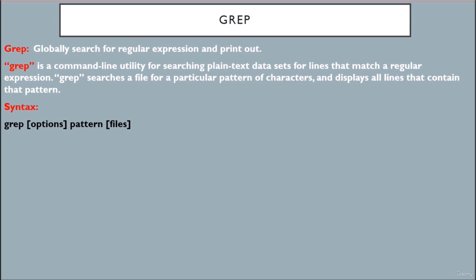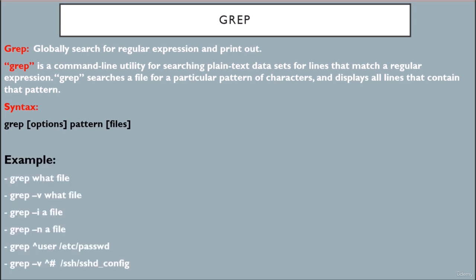The syntax looks like this. You type in grep, then if you need to use any options, you type the options, then the pattern that you're searching for, and then the file name. Let's look at some of these examples. For example, if you type in grep, then what, and then the file name, it will search for the word what in the whole file. So any line that has that word, it will pull it up on your screen in your search results.